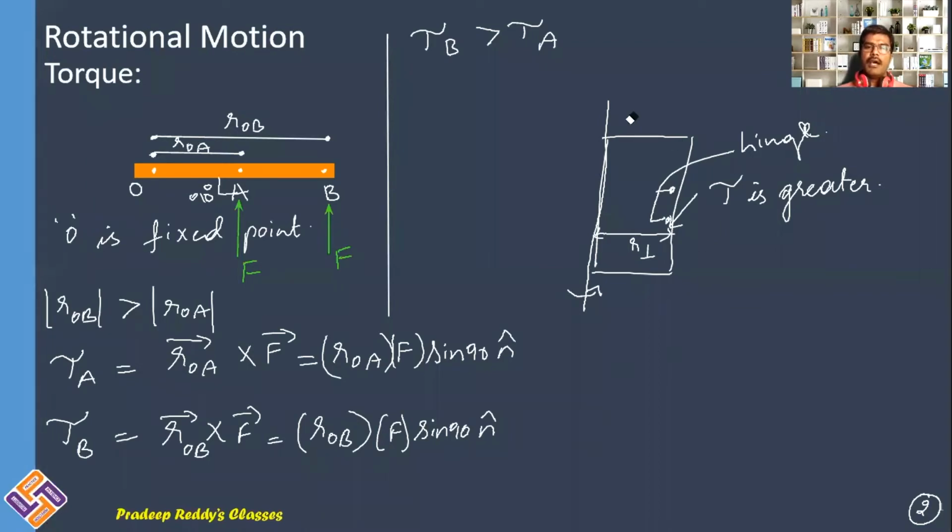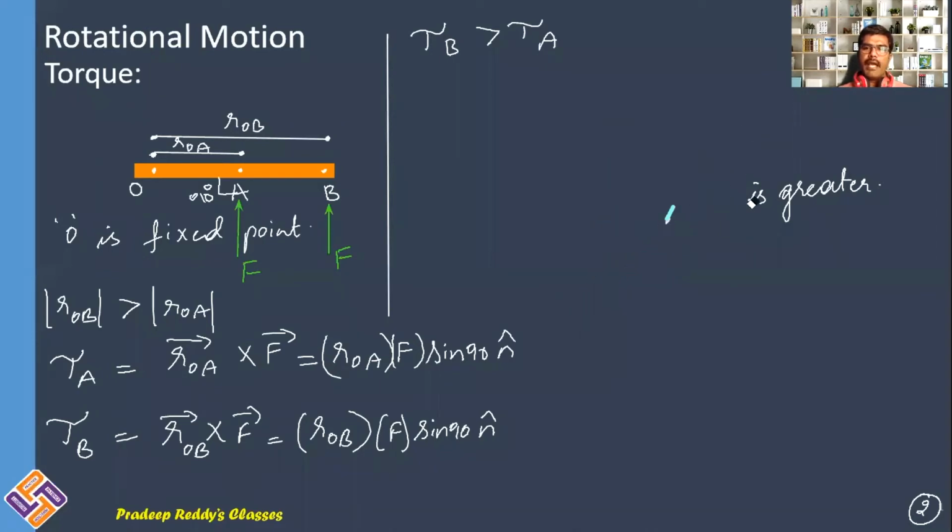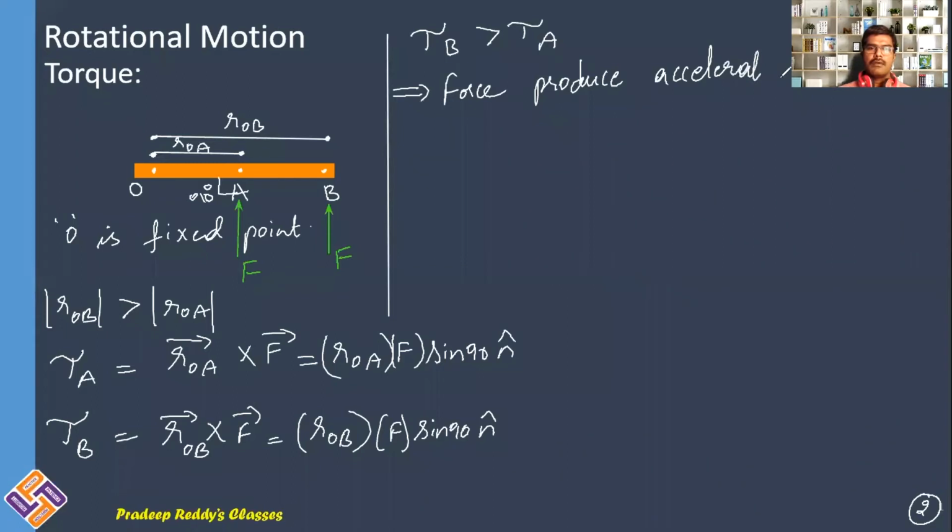Therefore, in order to increase the torque, always you will be acting a force which is at greater perpendicular distance from the axis of rotation. And remember that force produces acceleration in a body, and F is equal to ma, F is equal to dp divided by dt.